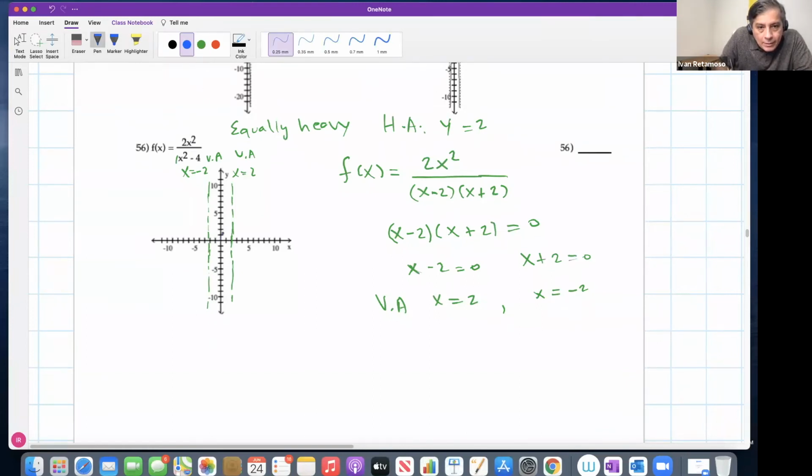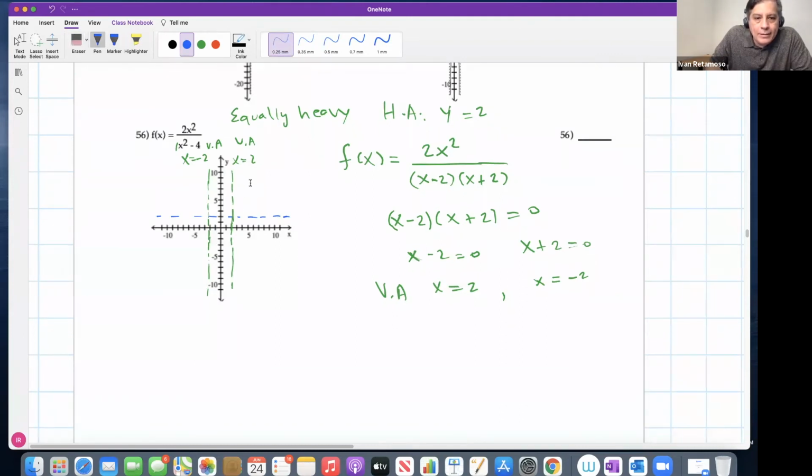Let's choose a different color. So here, the horizontal asymptote, right? Very good. So these are going to be like the structures for your graph, right? And turns out they're very important. And then you have three regions here, the left, the center, the right.